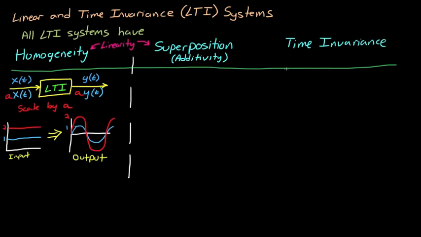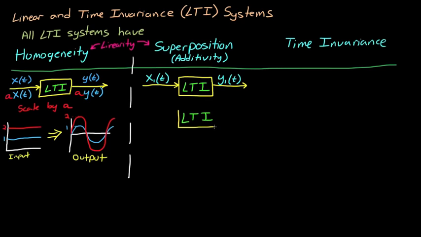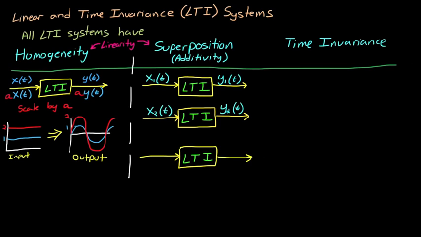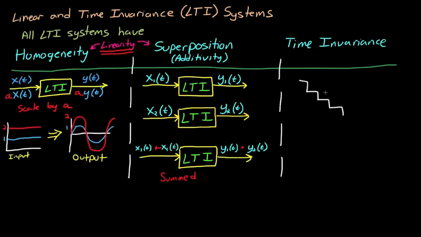Now let's say that the input x1 produces output y1, and input x2 produces output y2. Then superposition, or additivity, states that if you add the two inputs together, x1 plus x2, then the output would also be the superposition of the two separate outputs, y1 plus y2. Sometimes homogeneity and superposition are combined to state that if the input is scaled and summed, then the output will also be scaled and summed by the same amount. If this system meets these two criteria, this is called a linear system.